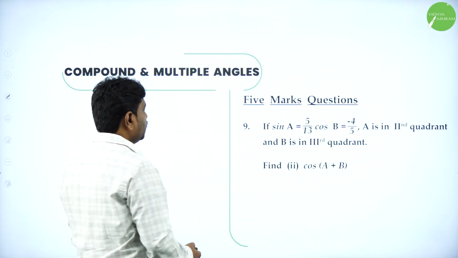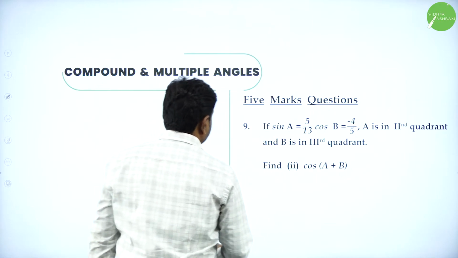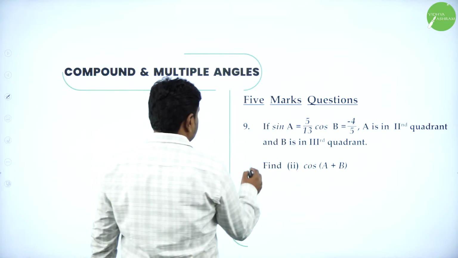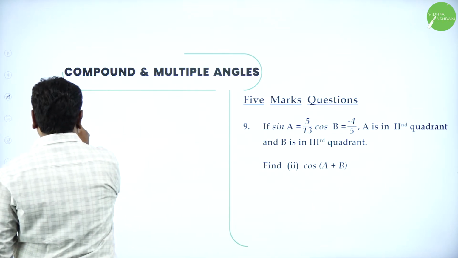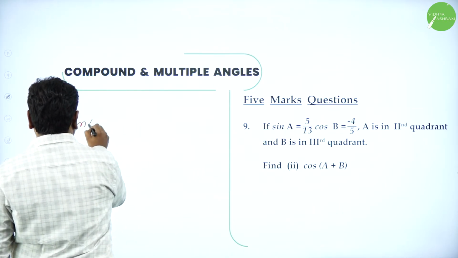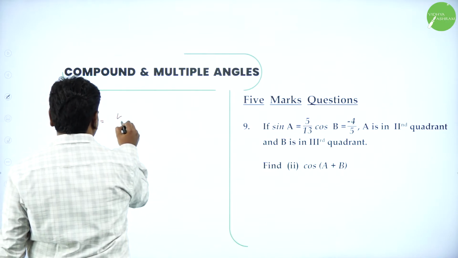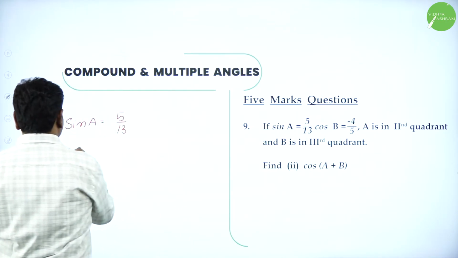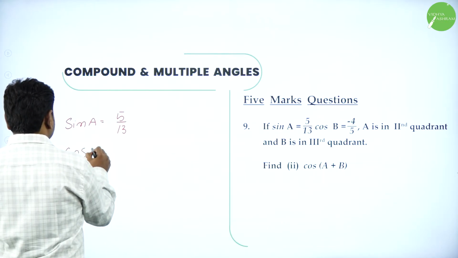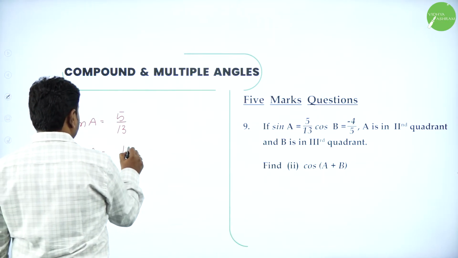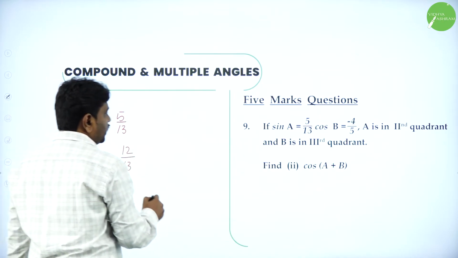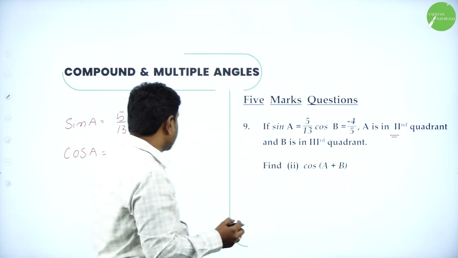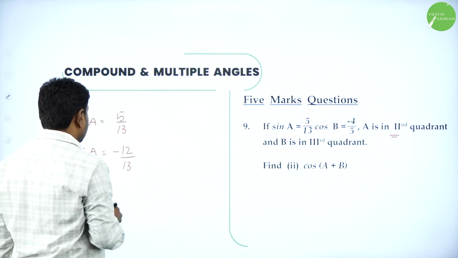Then they want you to find cos of A plus B. So they give the same values. Sin A is given. What is sin A given? 5 by 13. And cos A, what is cos A, dear students? Cos A is 12 by 13. And they clearly told A is in second quadrant. If A is in second quadrant, I should take negative. Cos is negative.